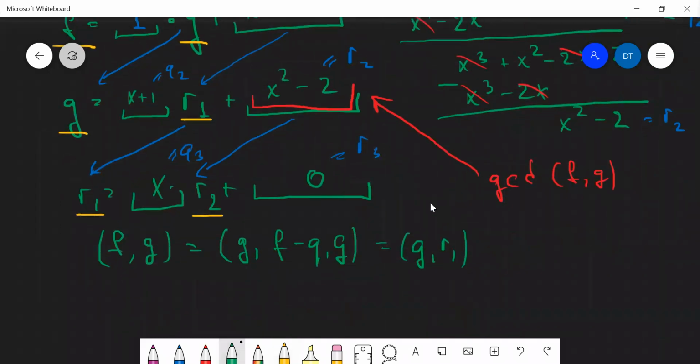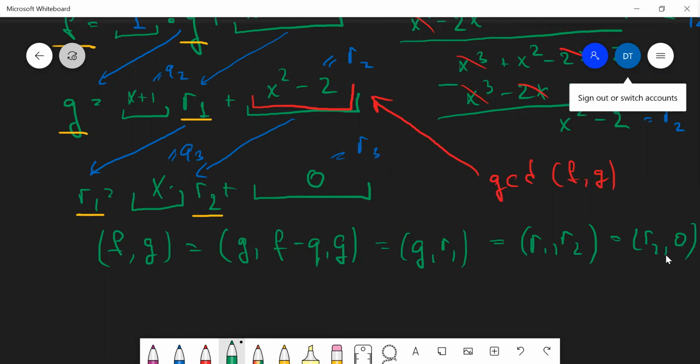So if I proceed here, then I replace R1 and R2, and this becomes R2, 0. If I do one more step, because here is R3, the answer here is R2. So this is how the algorithm works. Igor, just in case, is it clear now why this is the GCD? Yeah, it's clear. Okay, so this is how to find the GCD.